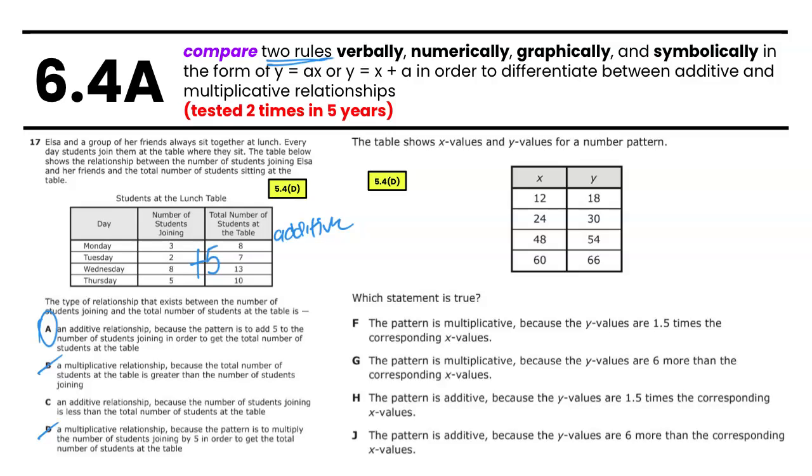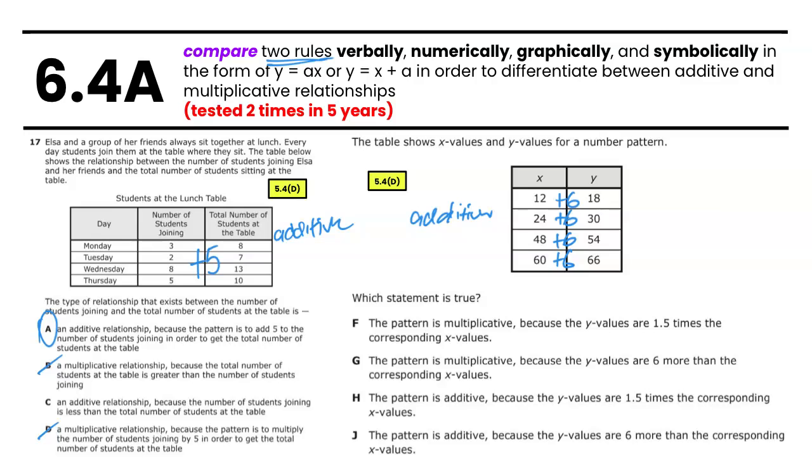And so we really need to determine, is this additive, meaning that we're adding something to x in order to get y, or is it multiplicative, meaning that we're multiplying x by something in order to get y. And a quick investigation here shows us that in order to get the y value, each time we're going to be adding 6 to the given x value. And so that makes this relationship additive.